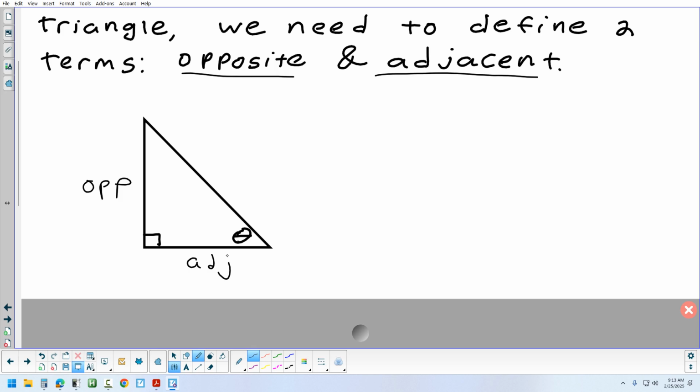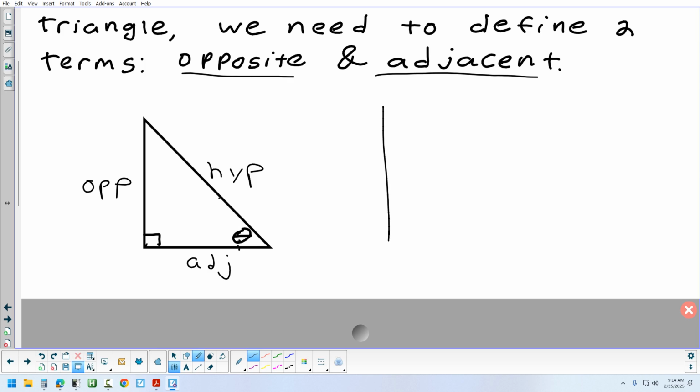Adjacent, if you look up what it means, means something is next to you. So adjacent is right next to theta. Now, you might say, well, this side over here is also adjacent to theta. It is, but this side already has a name because it's across from the 90. That's the hypotenuse. So adjacent is the one that's right next to your angle, that's not the hypotenuse.